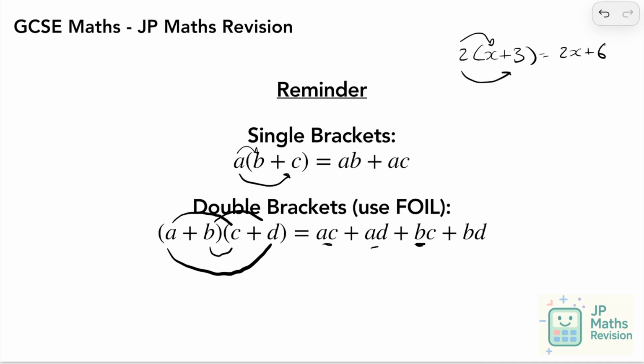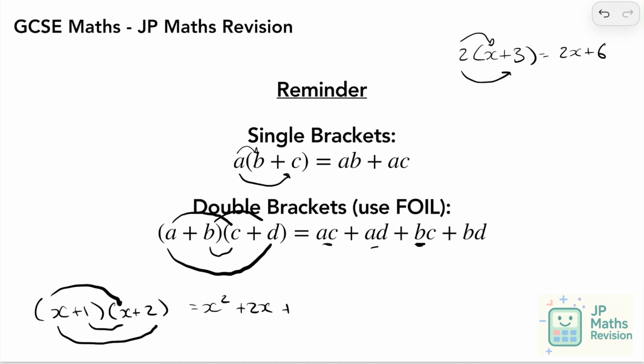So if we had something along the lines of x plus 1 times x plus 2, we're going to do first, so x times x, that's x squared, outer, which is 2 times x, which is 2x, inner, which is 1 times x, which is 1x, and then last, so 1 times 2, which is 2. Simplifying that, we get x squared plus 3x plus 2, and that is the answer to that question.